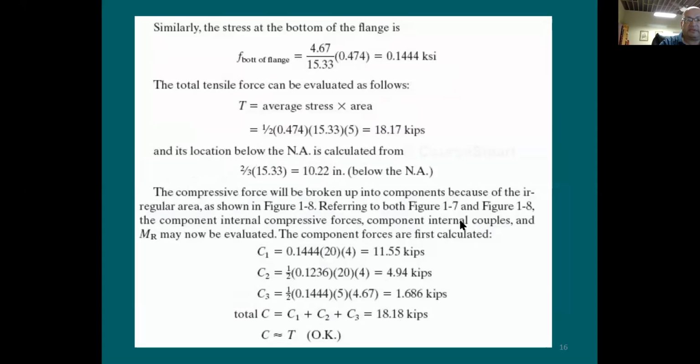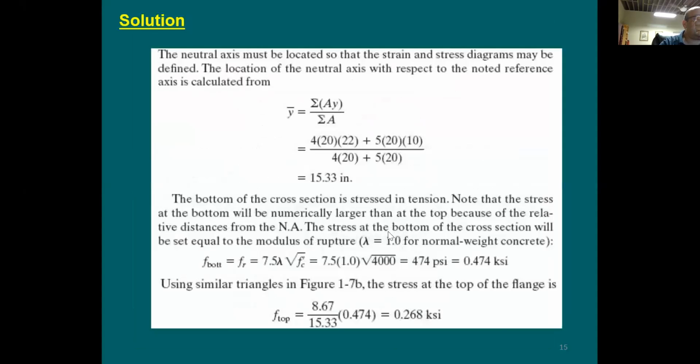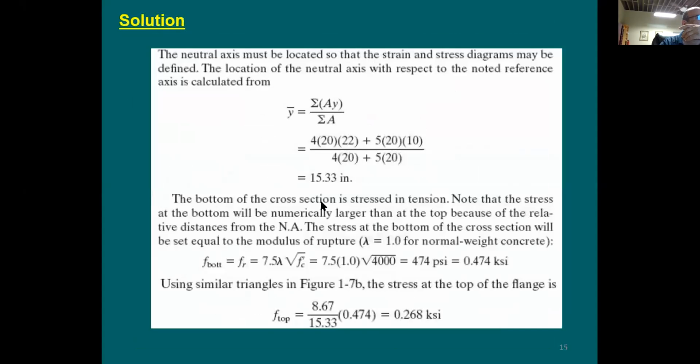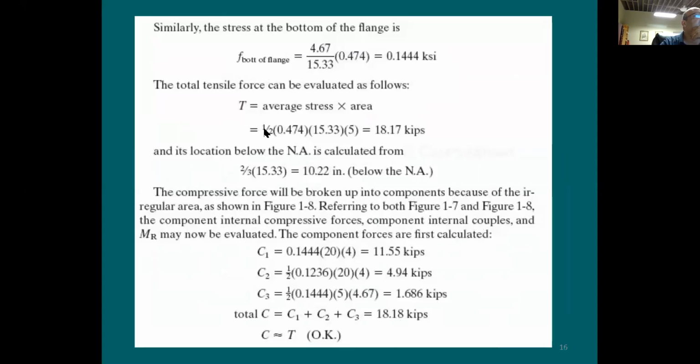Now the tension force is simple to calculate. It's going to be equal to the stress at the bottom times 5 inches times 1533, divided by 2 to get the volume. So I have it here. Here's the tension force: 1/2, because this is a triangular shape, 474 is the stress at the bottom, times 1533 depth of the web, times 5 inches for the width. You have here 18.17 kips.